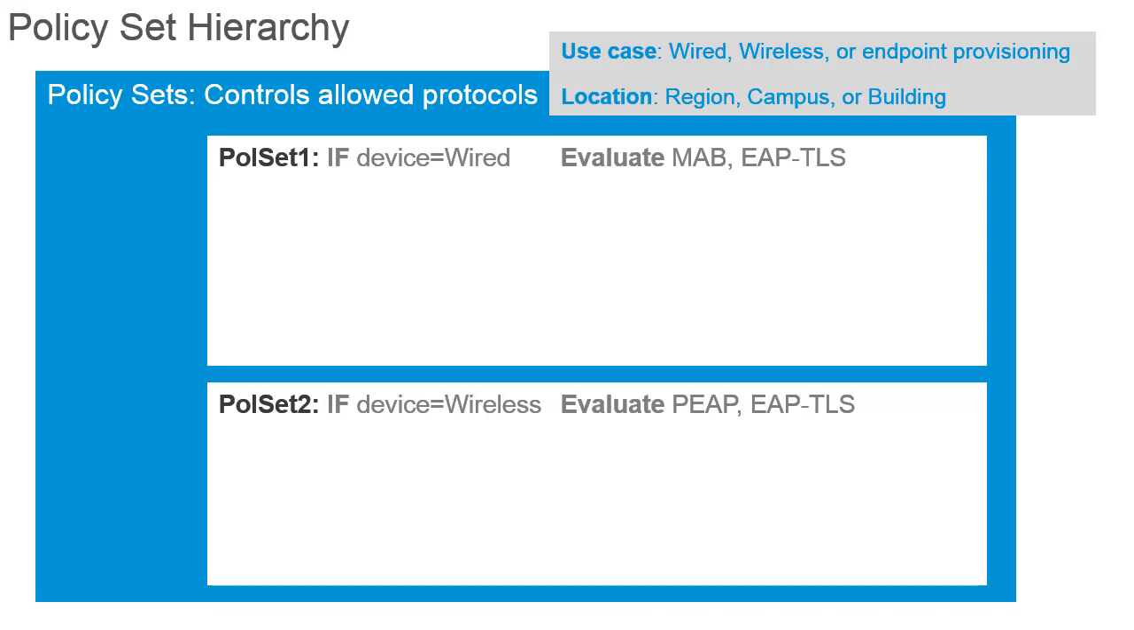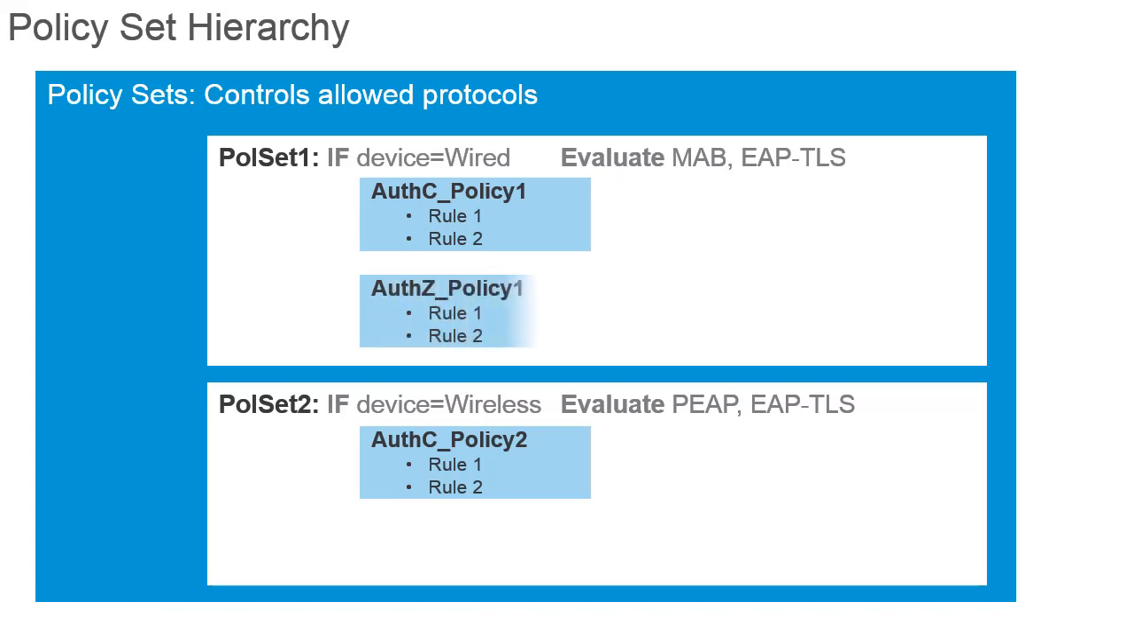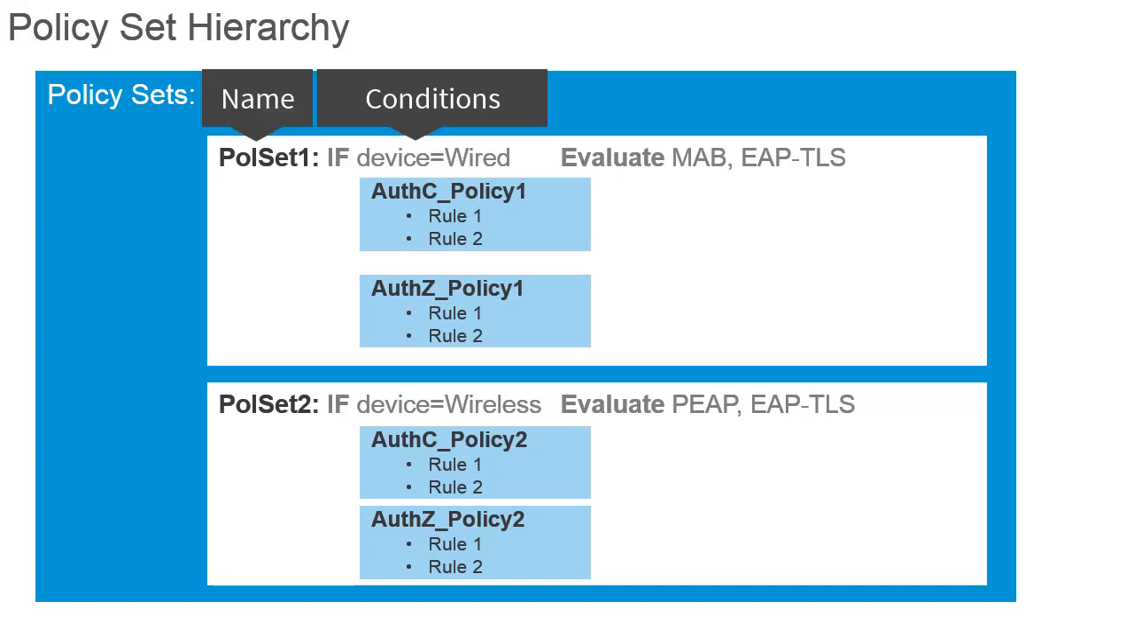You can use any criteria appropriate to your organization. They are called policy sets because each one contains a unique set of authentication or Auth-C policies and a unique set of authorization or Auth-Z policies. You create a policy set by configuring three items: a name, conditions, and a resultant set of allowed protocols.